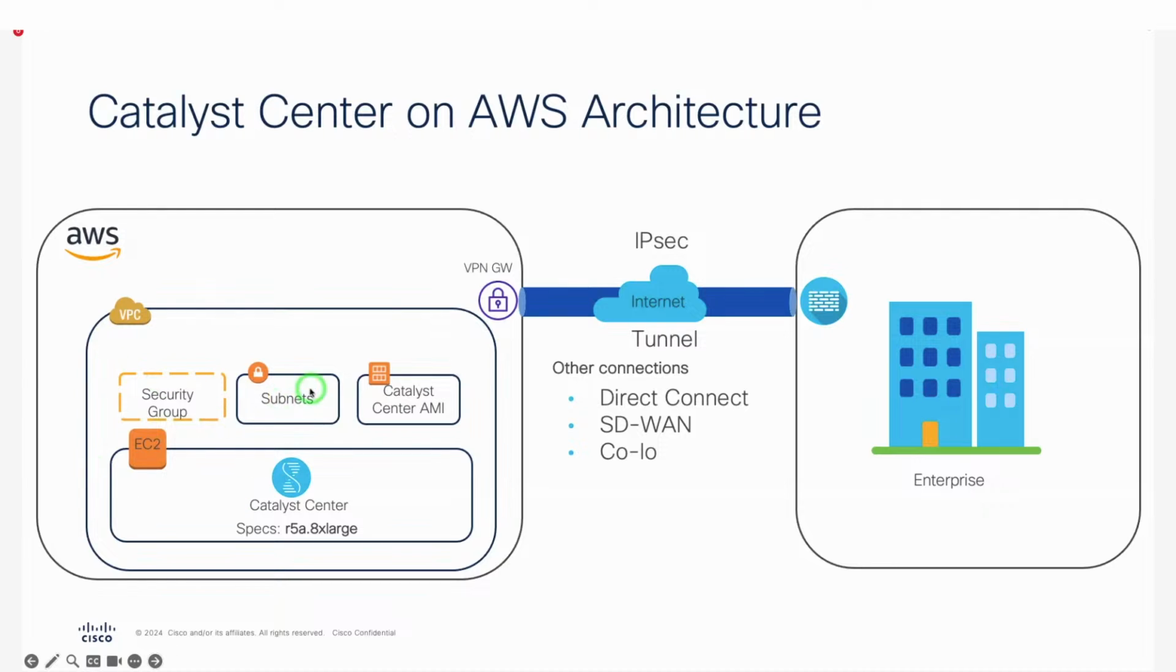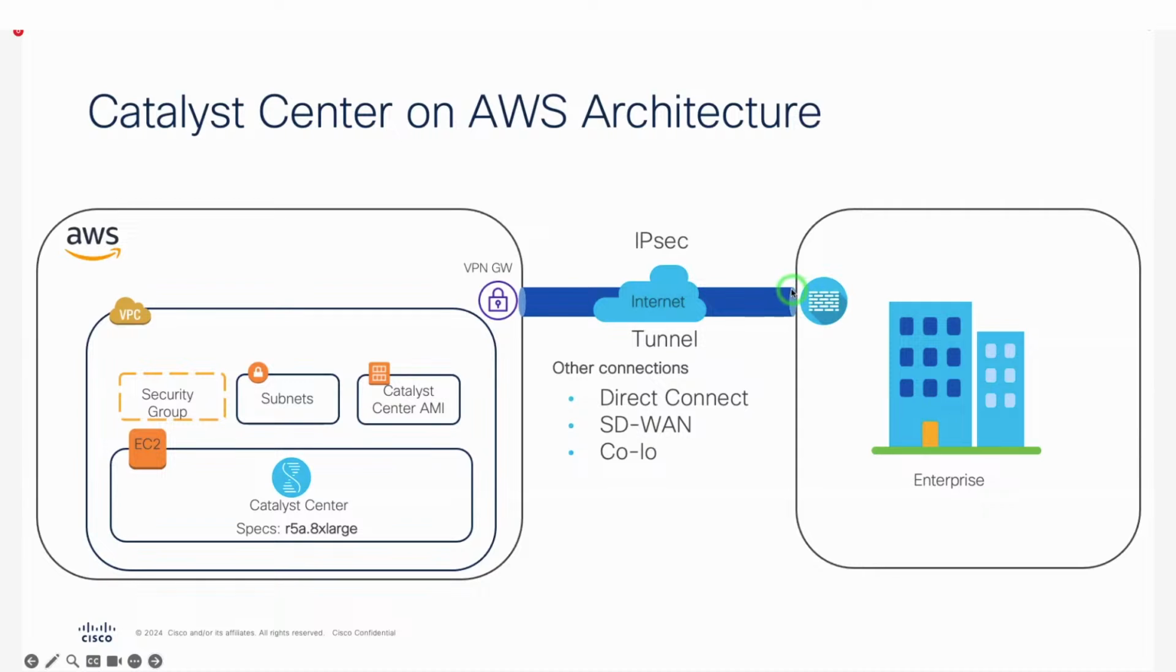Within the VPC, we will have different subnets where the Catalyst Center networking range will reside. You will have security groups that will allow the traffic back and forth. We will be defining these permissions and exact ports so you can access your Catalyst Center EC2 instance from your enterprise. And AMI is the image that we use in order to deploy the Catalyst Center on AWS. Then we will have our VPN gateway that will be connecting to your enterprise using your customer gateway.